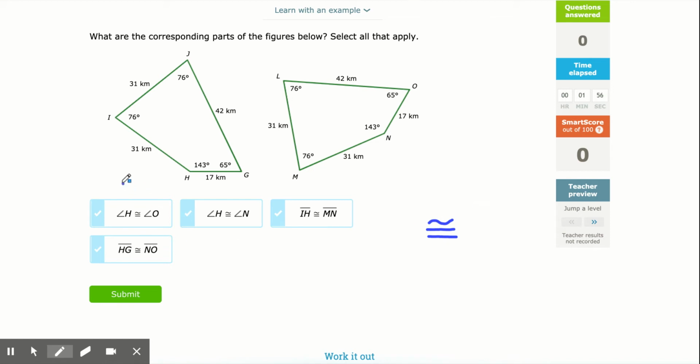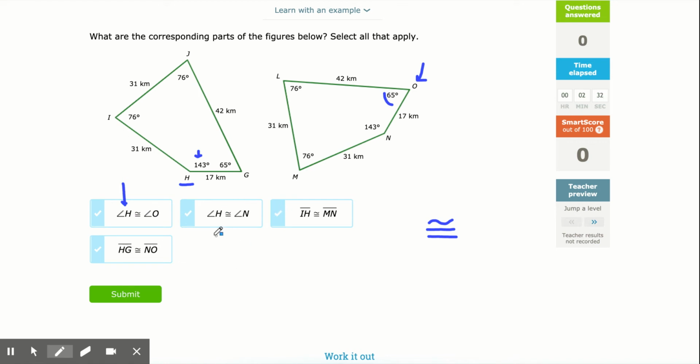So for instance, when it says angle H is congruent to angle O, because remember that's an angle symbol, we want to know if they have the same measure. So we look up here at this figure to find angles H and O. Here's H right here. That angle is 143 degrees. Now we need to see if angle O is also 143 degrees. We're going to be looking at the second image because that's where O is. O is over here, and angle O is 65. So those two are not congruent.